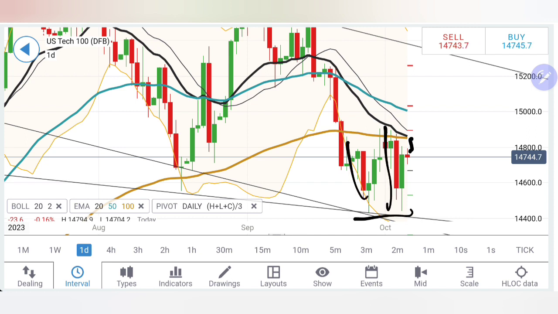Because see, double bottom levels. Can we expect it to rise further towards 15,000 levels, or is it still going to stay bearish and looking forward to a crash? Which position should you take in order to profit? We will see with the help of charts and indicators.